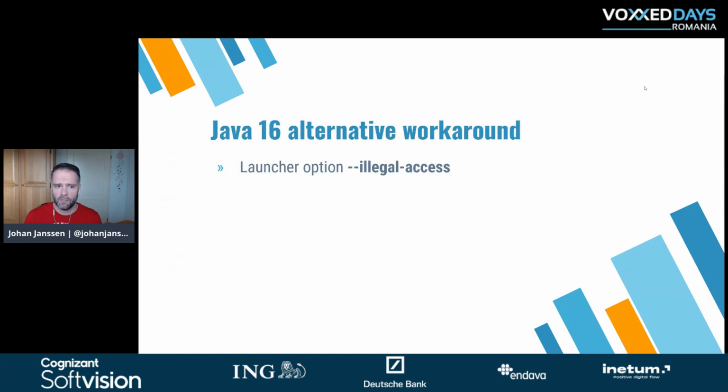The other option in Java 17, instead of specifying all the modules that need to be opened, we can also launch Java with the --illegal-access modifier. And then basically we can have access to everything again.